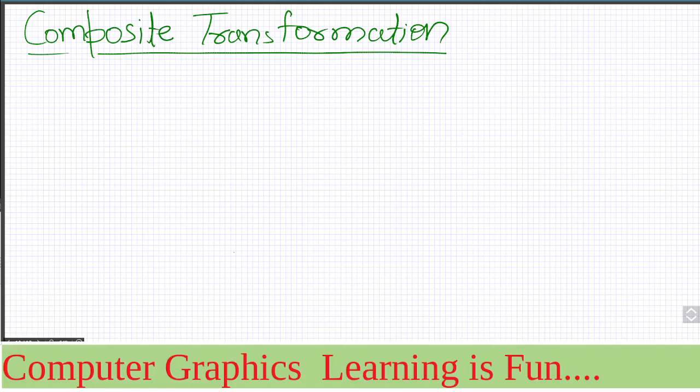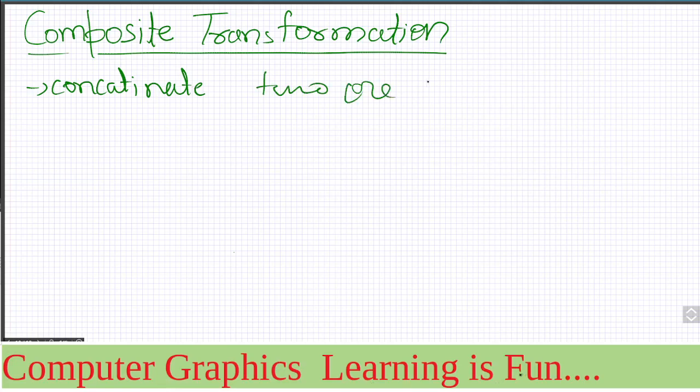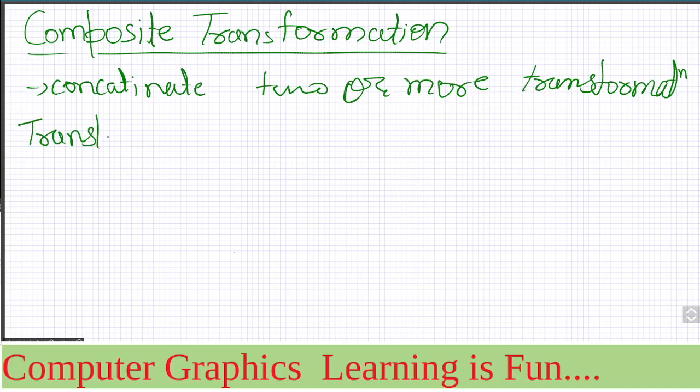So in composite transformation, what actually happens, I should say, you can concatenate two or more transformations. Two or more transformation operations. Let us start with translation. Now you want to have two translations.